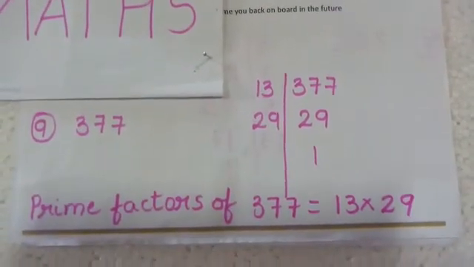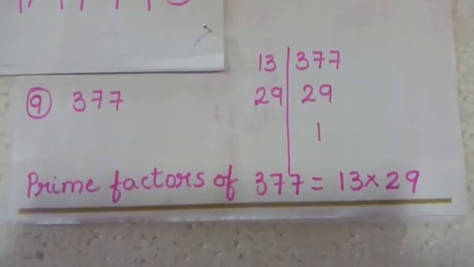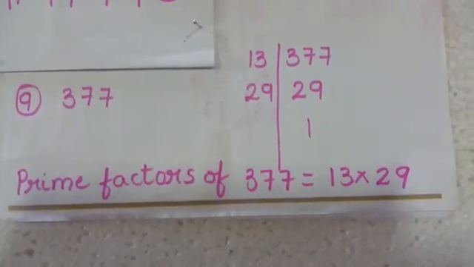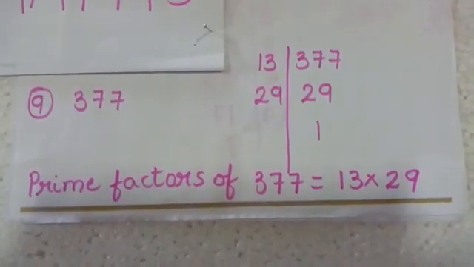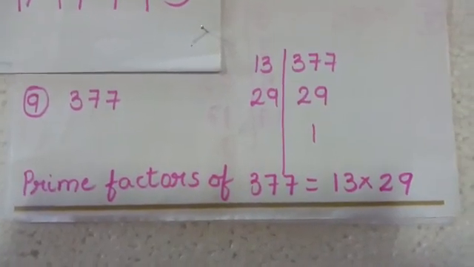So today we have learned about how to find out the twin prime numbers and how to factorize a given number by the horizontal and vertical method. You all can solve the practice set number 10 and 11.